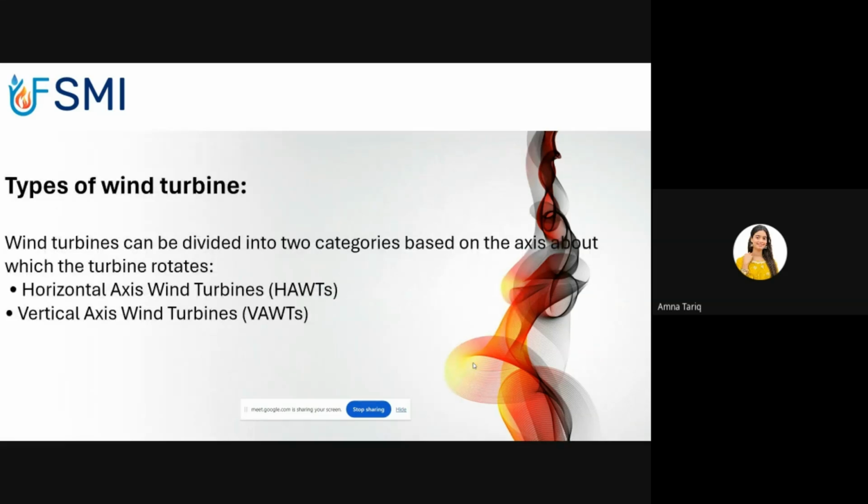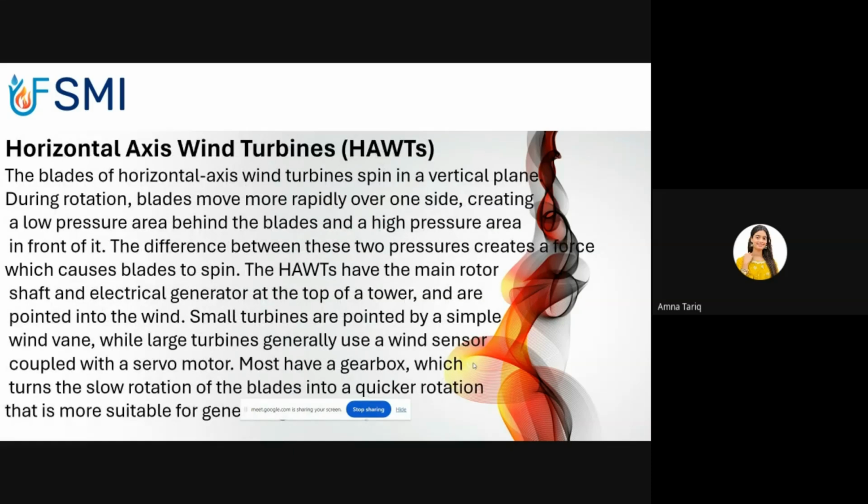Next is types of wind turbine. Two types of wind turbine we use: horizontal axis wind turbines and vertical axis wind turbines. Mostly nowadays we use horizontal axis wind turbines. Vertical axis wind turbines are used, but not as much. Mostly horizontal axis wind turbines are used. So next we discuss what horizontal axis wind turbines are.